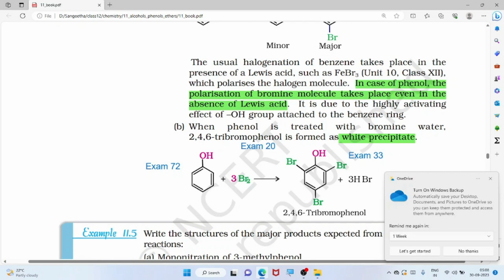See here, in the case of phenol, the polarization of the bromine molecule takes place even in the absence of a Lewis acid. Only in the case of phenol. During bromination, this polarization takes place without a Lewis acid.